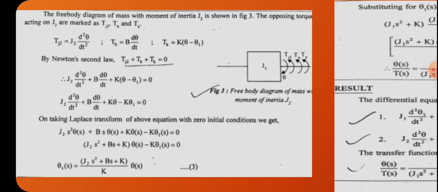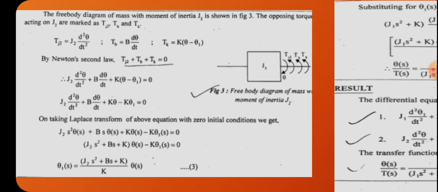Next Tk, that is the opposing force due to spring element. Tk will be equal to k into theta minus theta 1. Here theta minus theta 1 comes because k is connected between moment of inertia J1 and J2. There will be two displacements associated with k. One is theta 1 and the other is theta. Since we are considering the free body diagram of J2, we are assuming that theta is greater. That is why k into theta minus theta 1 comes.